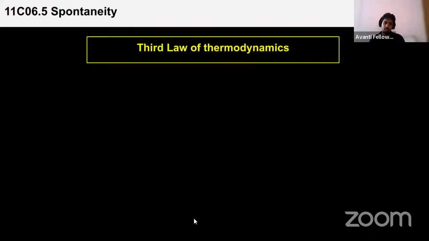Last concept, that is the third law of thermodynamics, and direct simple questions will be coming on this. You need to remember the definition here. It's a simple thing. What does the third law of thermodynamics say? Whenever you take any liquid to a solid, we prepare a solid at 0 Kelvin, not 0 degrees centigrade, 0 Kelvin. Absolute zero, we'll call it, 0 Kelvin is called absolute zero.